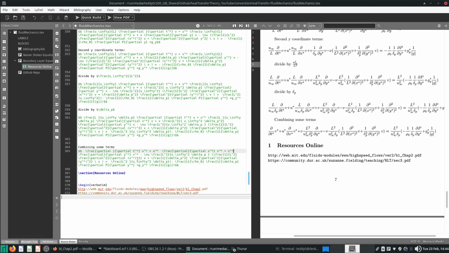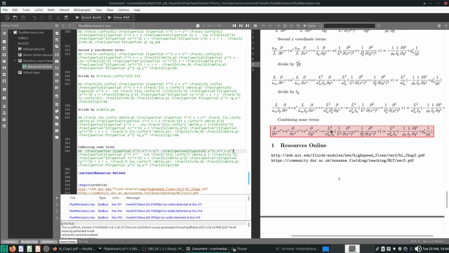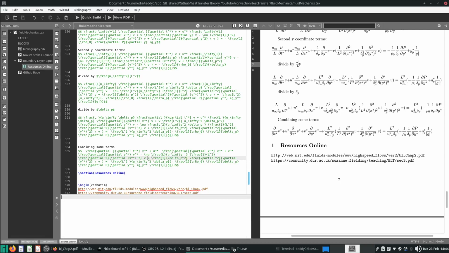Alright, so that's one. Next term here, we can actually bring in the delta P, U infinity, and L into both of these v's here, and that will non-dimensionalize them. So L over U infinity will stay outside, delta P will be gone, and let's just non-dimensionalize the v stars, which are over here.